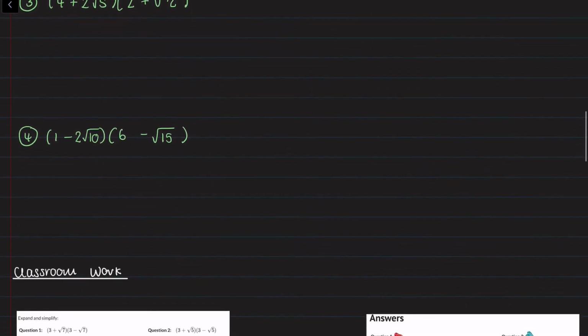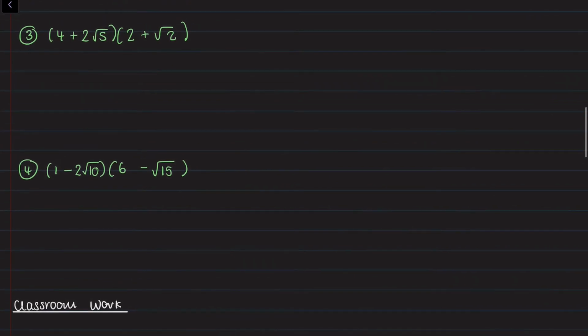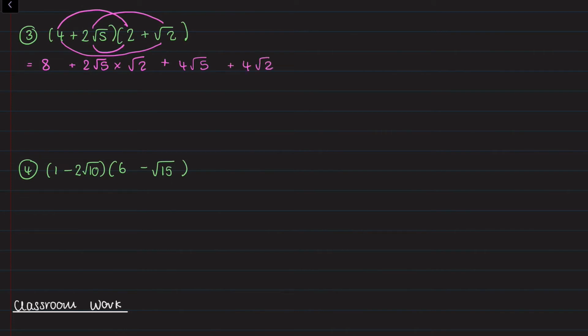Let's have a look at this third example. Exactly the same method. Eyebrow double chin. So I have 4 times 2, which is 8. Then I'm going to have 2 root 5 times root 2. Then I'm going to have 2 times 2 root 5, which is going to be 4 root 5. Finally, I'm going to have 4 root 2. Then I just simplify. And I can't simplify that any further.